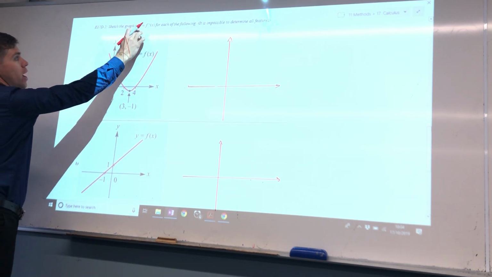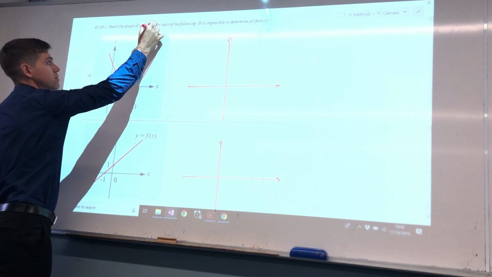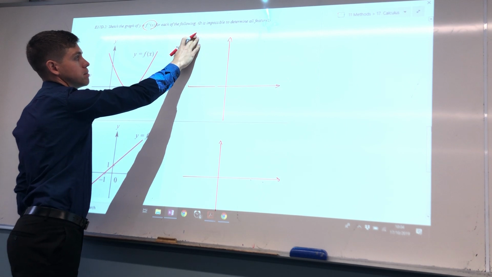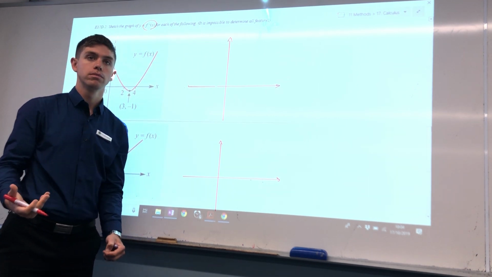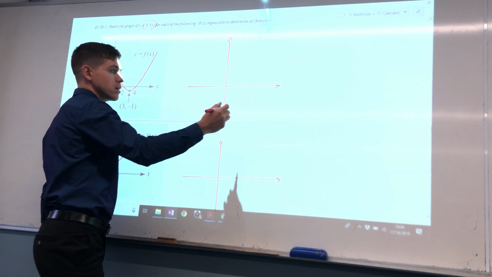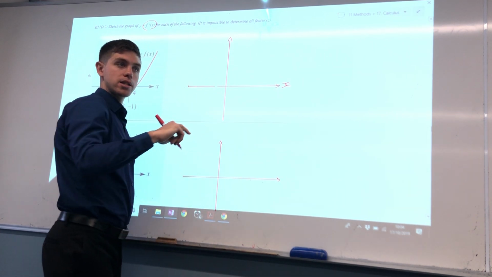Sketch the graph of y equals f dash of x. So that's telling you we're putting the gradient function in place of y for each of the following. And then in brackets, it is impossible to determine all features. So there's a few aspects of the graph that we won't be able to get. The gradient function and the original function are both going to share the x-axis.